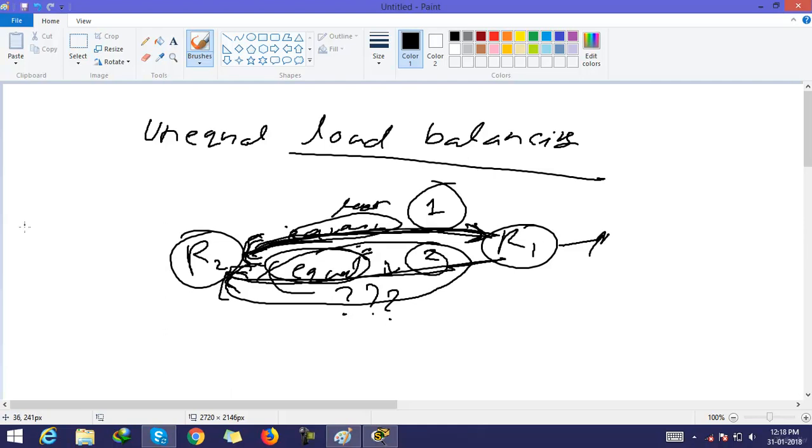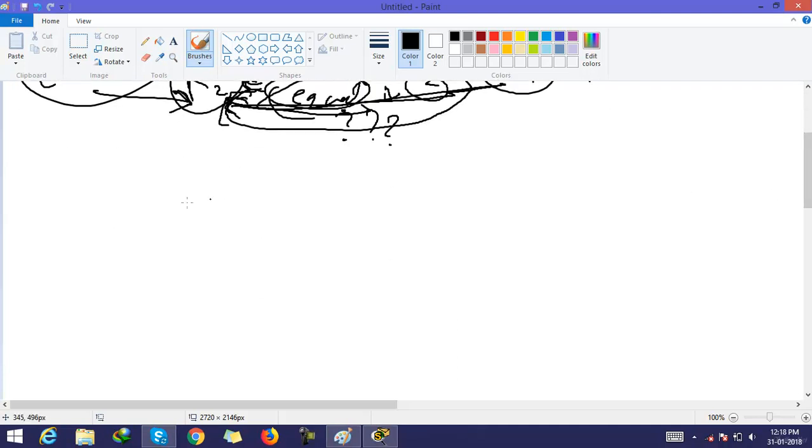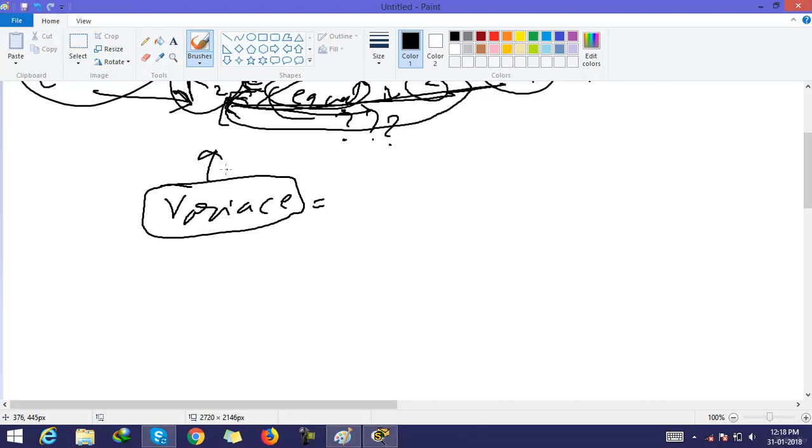So EIGRP comes with a concept that is unequal cost load balancing. In this concept, we can send data when two links have different metrics or cost. For this, we use a variable that is variance. Variance is used for unequal cost load balancing in EIGRP. By default, its value is 1.